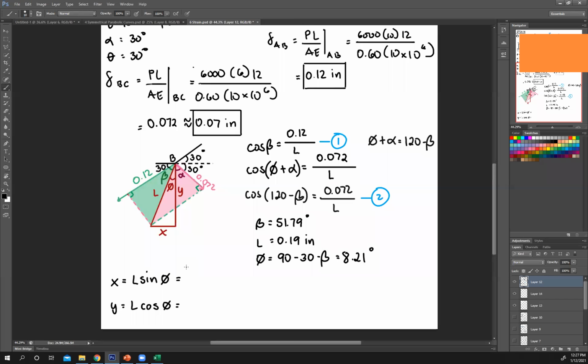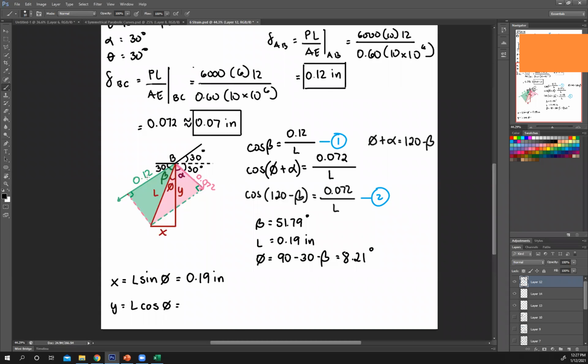I can now solve for x and y, your displacements. So x is just equal to, again, using trigonometric functions, using this right triangle, sine phi equals opposite over hypotenuse. Sine phi equals x over L. Therefore, x is L sine phi. So L sine phi, using these values, you're going to get 0.19 inches.